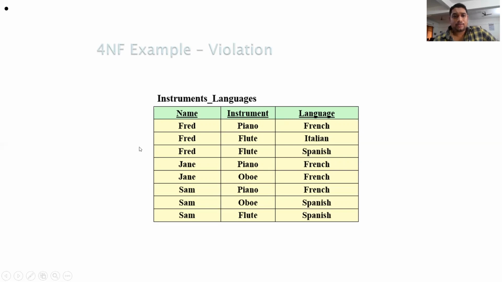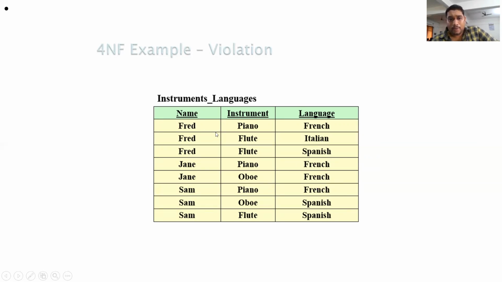key. Okay. So for every Fred, we have piano and flute, French, Italian, Spanish. For every Jane, we have French. For every Sam, we have French, Spanish. For every Jane, there is only French. For every Fred, there are three attributes. So we represent one Jane with only one French, two Sam with French and Spanish, and three Fred with one French, one Italian, and one Spanish.